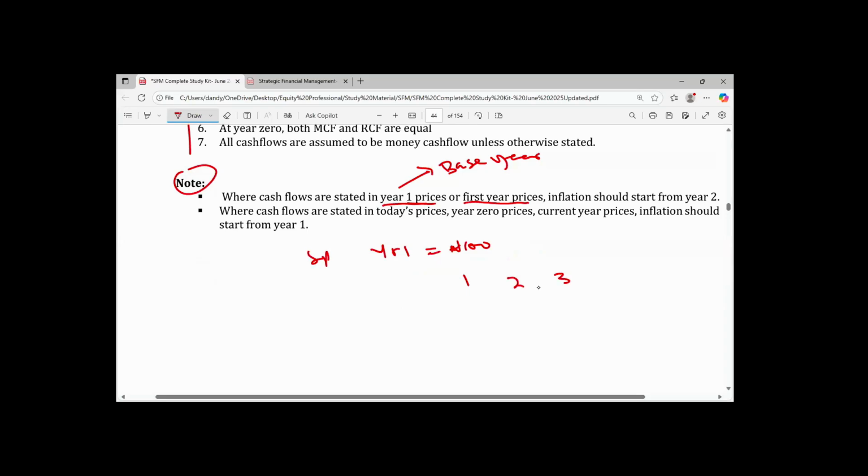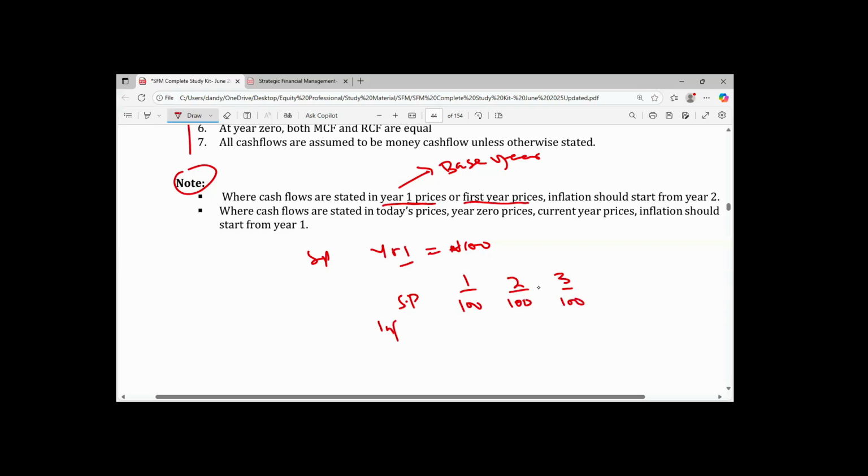I will then come here, I will say selling price of, because it's in year one price. So for year one, in this case, I will just say 100 naira. I will not inflate the 100 naira because the 100 naira is a base year price. So I will then go to year two. This year two, if I like, I can do primary school method. I will just say 100 naira, 100 naira, then 100 naira.